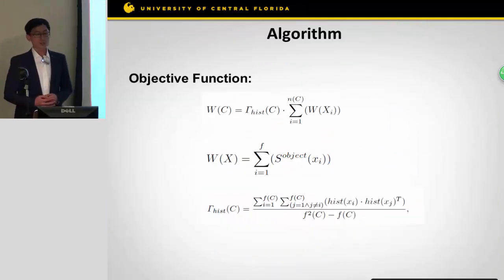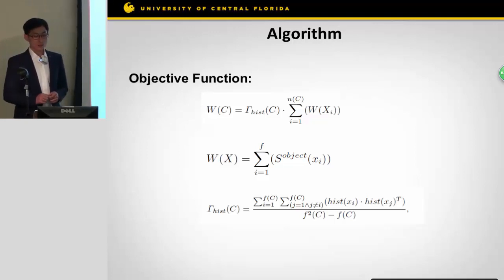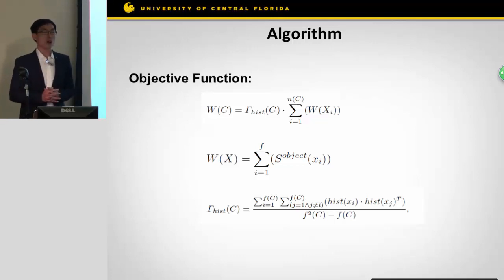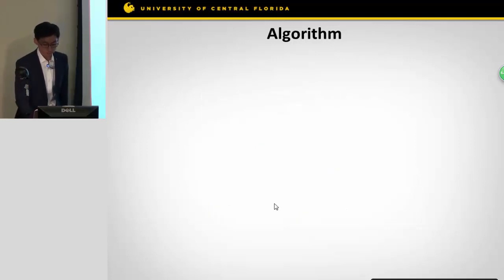And here's the algorithm. We have the objective function for the regulated maximum clique, which is the combination of a constraint term and the sum of the objectness term. The objectness term is just the sum of all the objectness scores for the object proposals within a clique. And the constraint term is the color histogram normalized by the number of combinations of the color histograms.